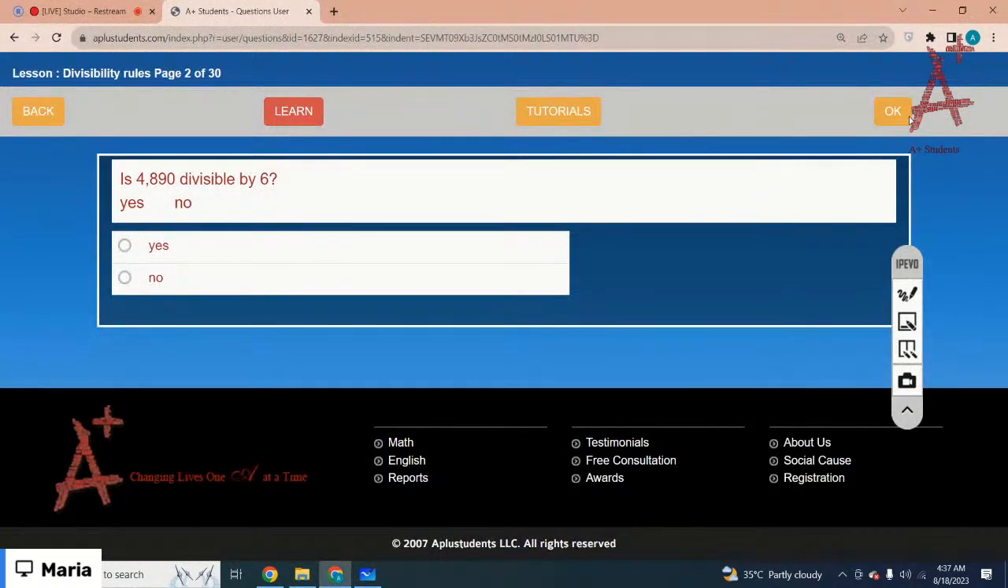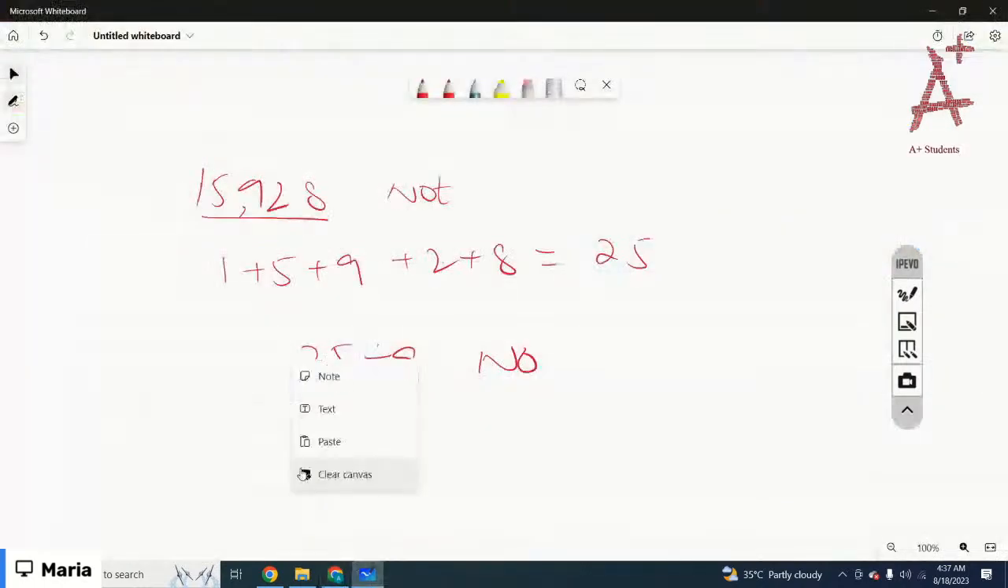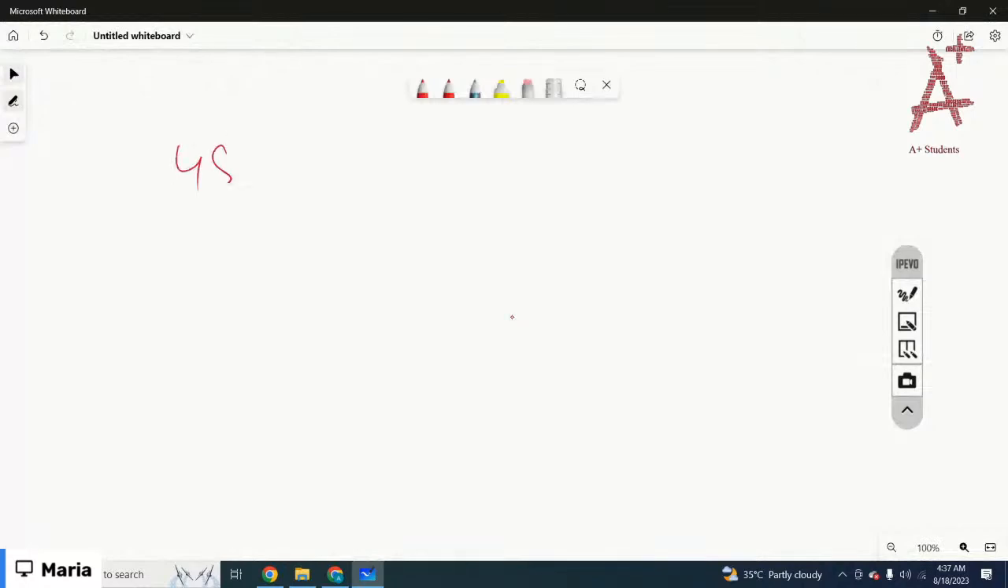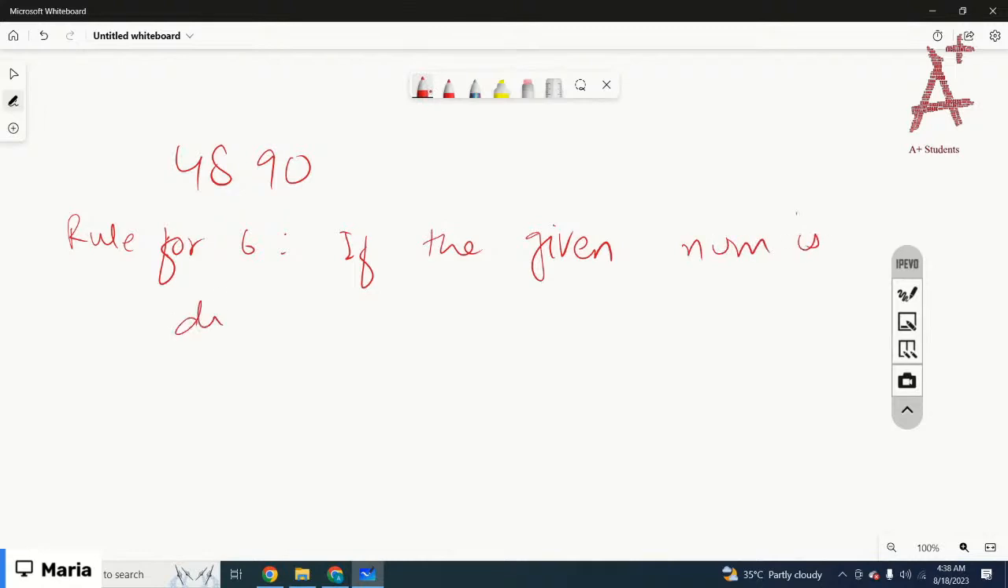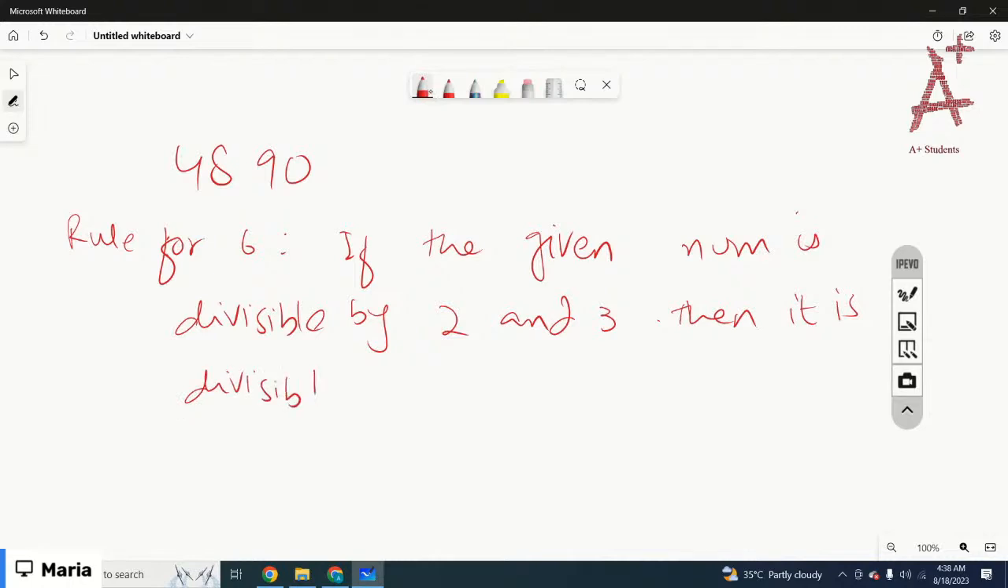The divisibility rule for 6 is: if the given number is divisible by both 2 and 3, then it is divisible by 6. Let's apply the divisibility rule for 2.